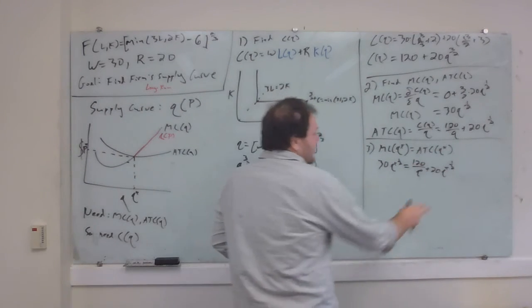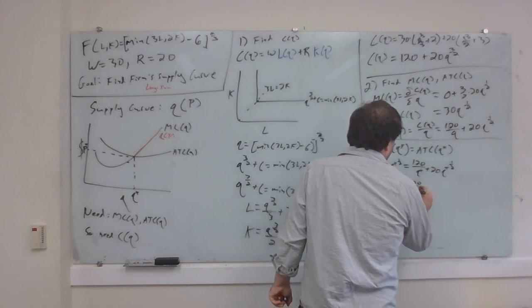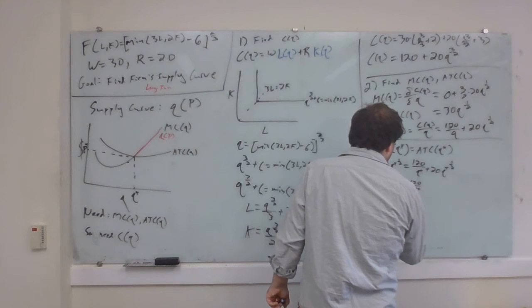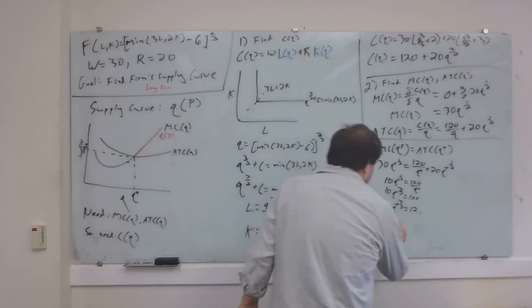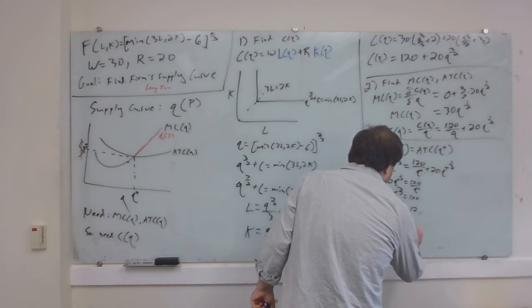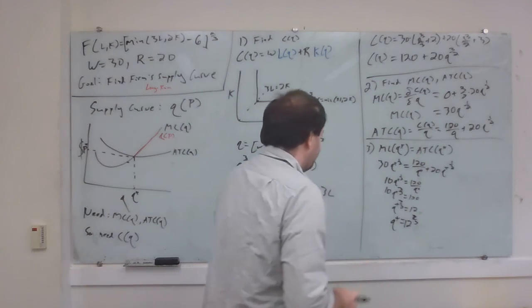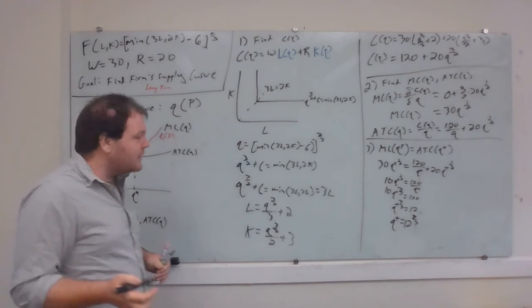Okay, wonderful. So now I can solve this for Q. I can say 10 Q star to the 1/2 equals 120 over Q star. 10 Q star to the 3/2 equals 120. Q star to the 3/2 equals 12. So then Q star is going to equal, horribly enough, 12 to the 2/3. Great. And then what's our price going to be when Q star equals 12 to the 2/3?